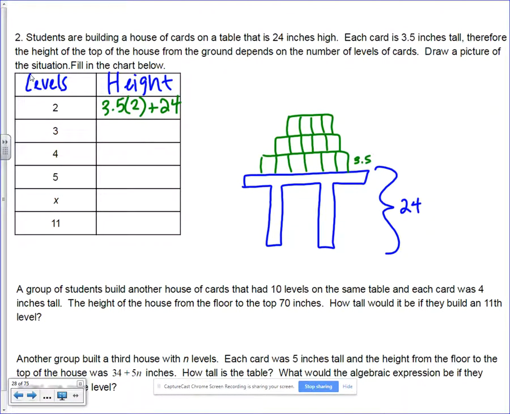Does the height of the table change? No, it stays the same. It does not vary, meaning it should not have a variable on it. Not yet. Don't solve them yet. How would I calculate it for 3 levels? Four levels?